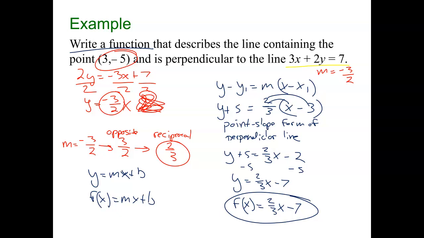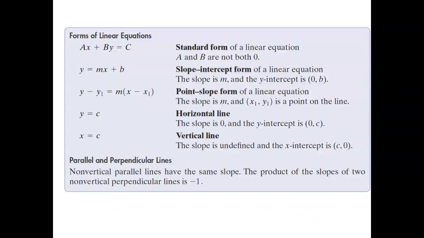Okay. Any other questions, comments, concerns, queries, or amendments? All right. So this last slide is just kind of a recap of everything that we have. Standard form: ax plus by equals c. It's a linear equation. A and b are both not 0. Slope intercept: y equals mx plus b. Point slope form: y minus y1 equals m times x minus x1. Horizontal line: slope of 0. Y intercept is given. y equals c. Vertical line: x is a constant, slope is undefined, and the x-intercept is given.